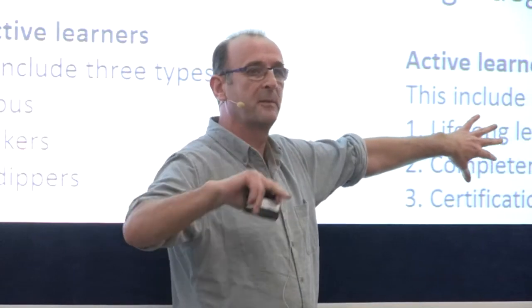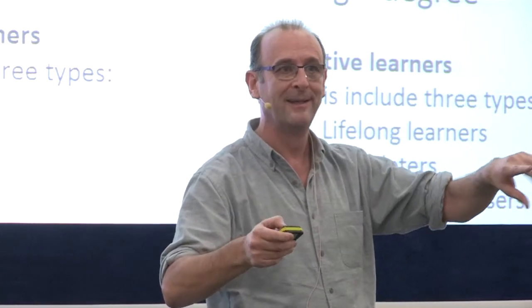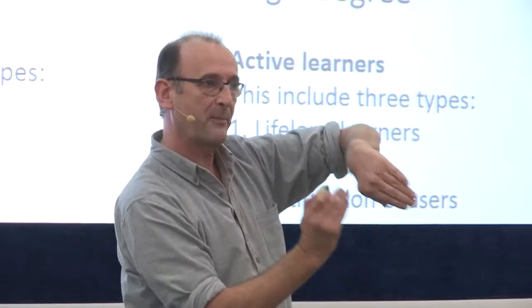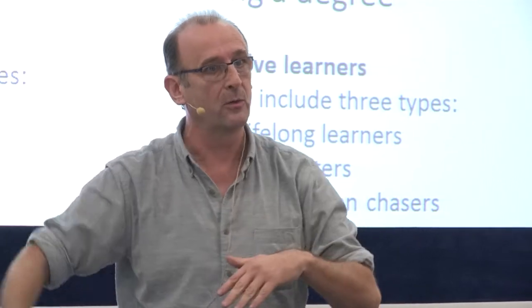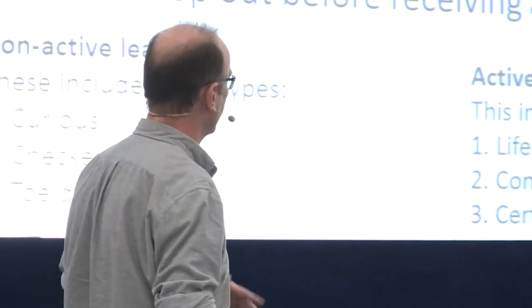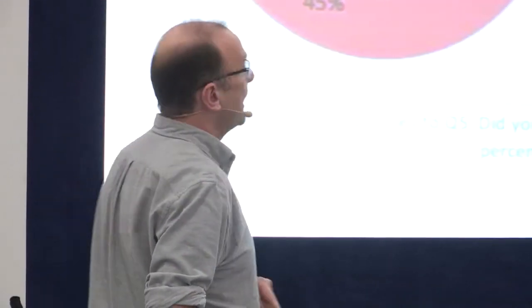Remember, the data is massively polluted at the moment. There's loads of people just dipping in and having a look, window shopping, toe dipping. You've got to separate that data, because it's a new phenomenon, from the active learners who really stay the course. And then, of course, you find that the completion rates are a much higher percentage than you actually thought.